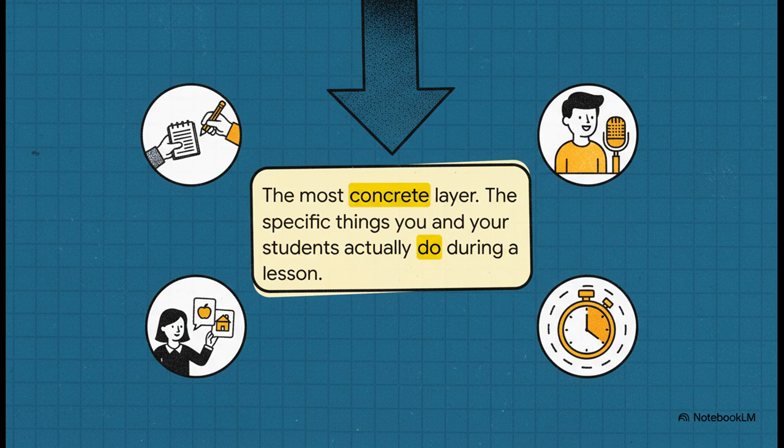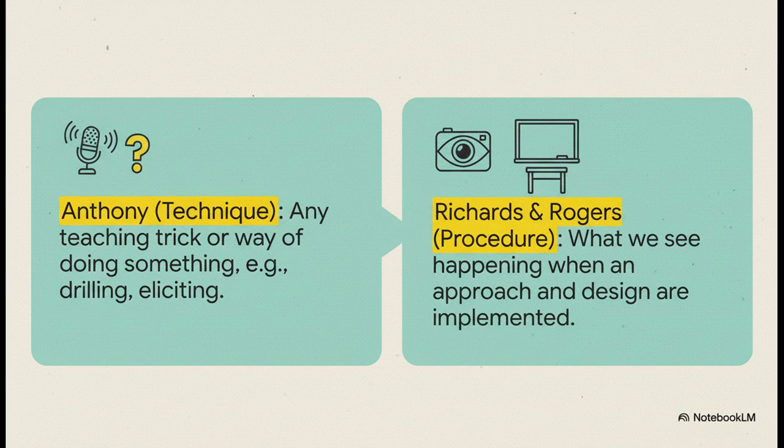It's literally the blueprint for your classroom. And that brings us down to the ground level: technique or procedure. This is the most concrete part. This is the stuff you and your students are actually doing during a lesson. And on this level, the two frameworks are pretty much in sync. Whether you call it a technique, like using a drill or asking an eliciting question, or a procedure, it's what someone would physically see and hear happening in your classroom. These are the real nuts and bolts.